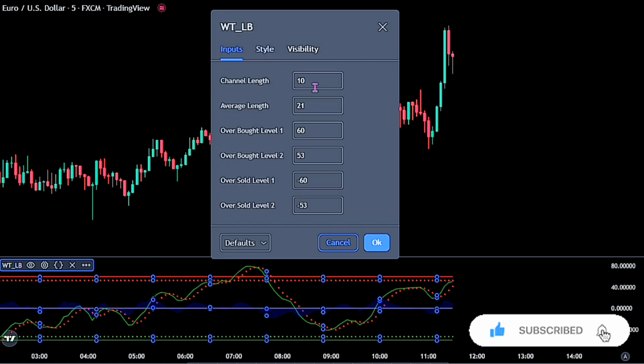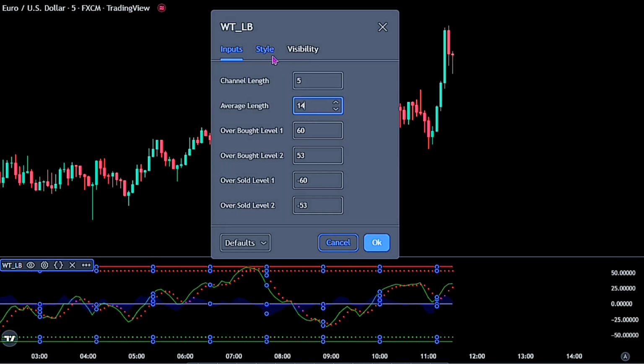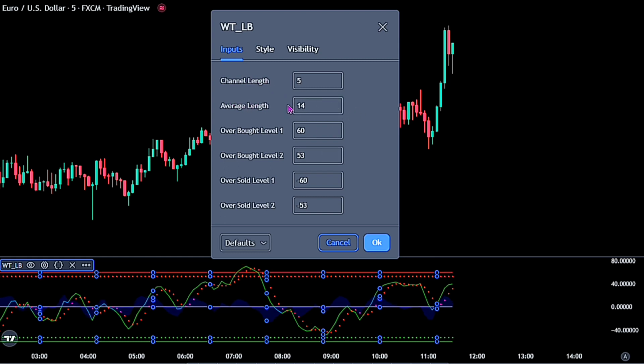Over the input, change the channel length to 5 and average length to 14. Then forget about the rest because we won't be using any of them. Now see why this indicator looks amazing. It calculates the length of price action, taking into account the average length of the price, not just by calculating its moving average, but also combining both the length and its average for better results.